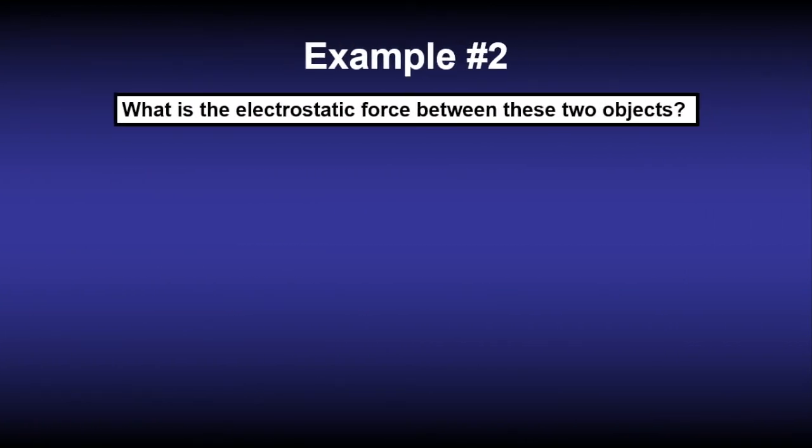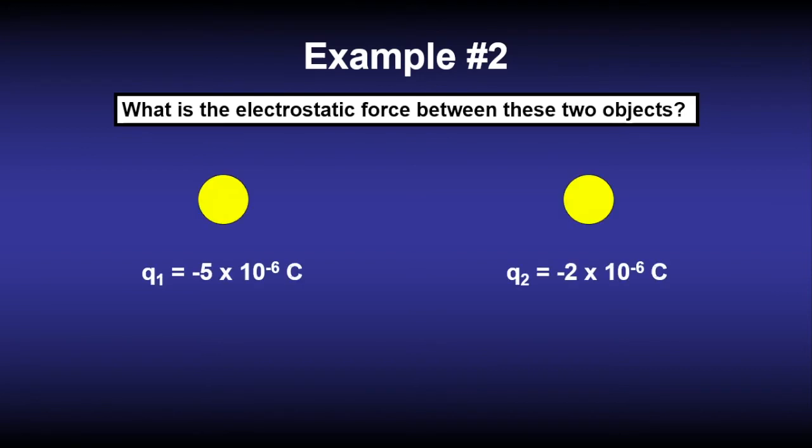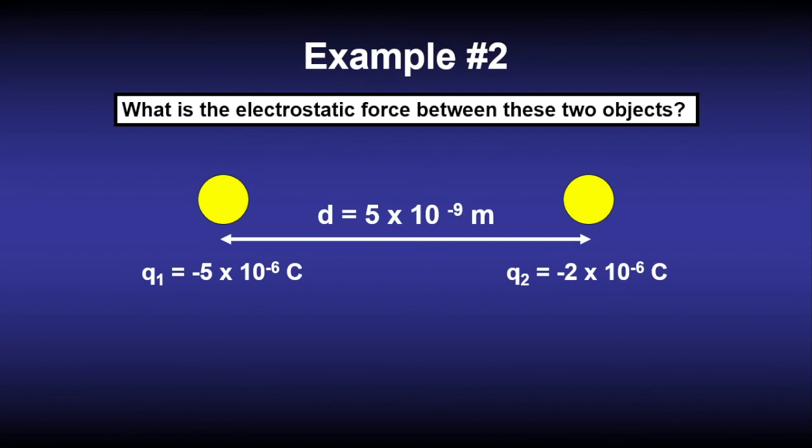Let's take a look at another example here, and this one says what is the electrostatic force between these two objects. So this time we have two negatively charged objects. Object 1 has a charge of negative 5 times 10 to the negative 6 coulombs, and object 2 has a charge of negative 2 times 10 to the negative 6 coulombs. The distance between these is 5 times 10 to the negative 9th meters. Again, both of these are negative, so I should be expecting a repulsion. I would expect these two charges to repel each other.